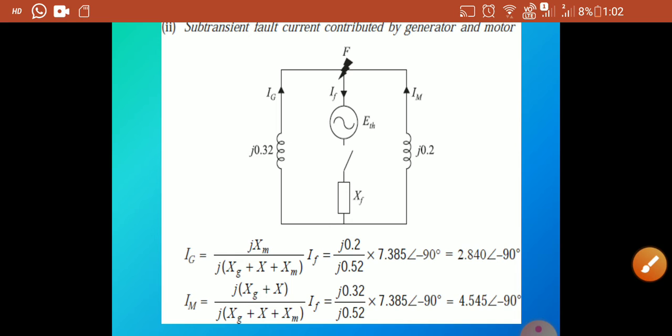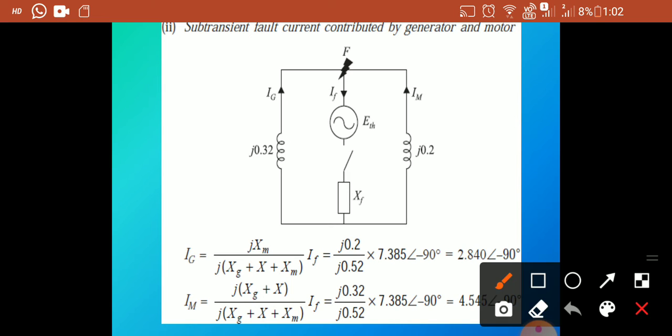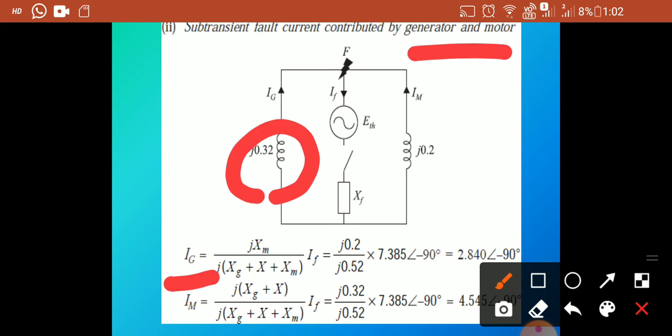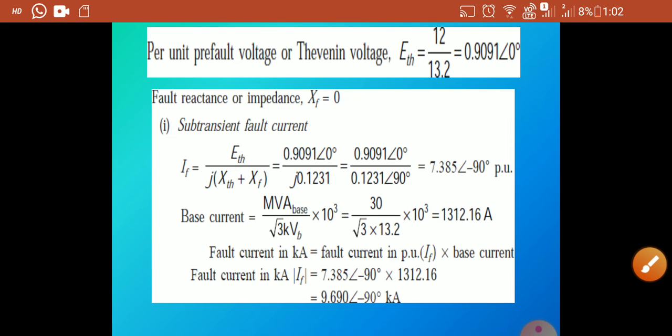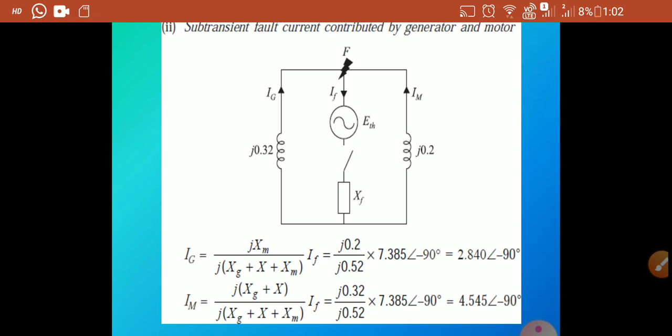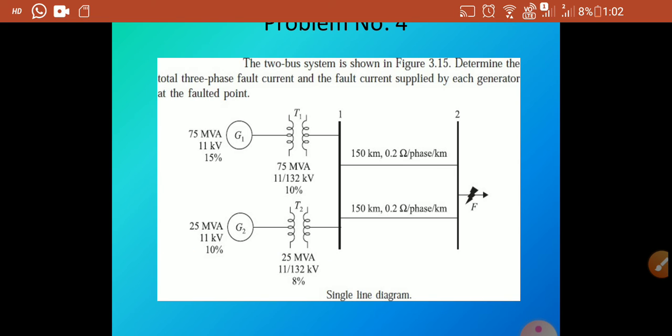Then for the subtransient fault current contributed by the generator and motor, the formula is Ig equals jXm divided by Xg plus X plus Xm. This is the Xg value and this is the Xm value. Altogether we substitute the total X value, then the fault current is given. After substituting, we find Ig and Im. So this is the subtransient fault reactance formula, and this is the subtransient fault current contributed by the generator and motor.